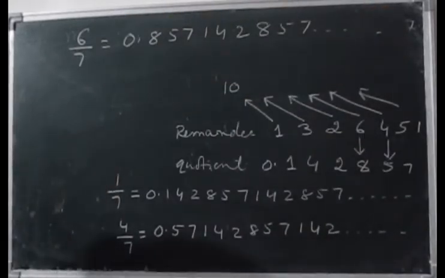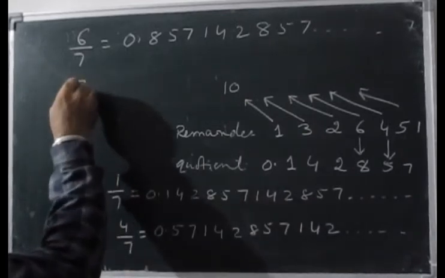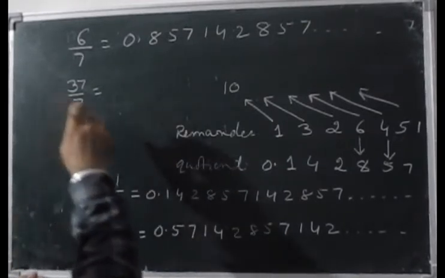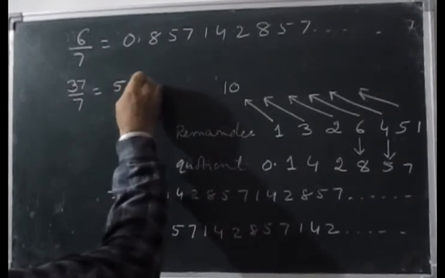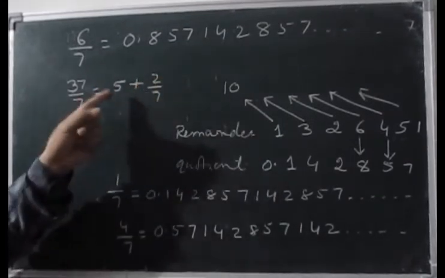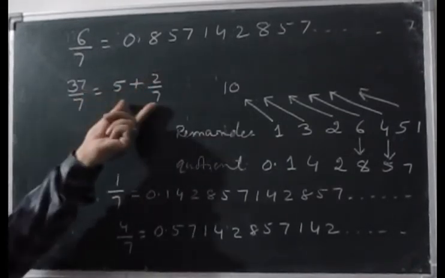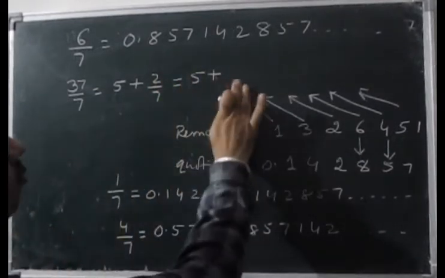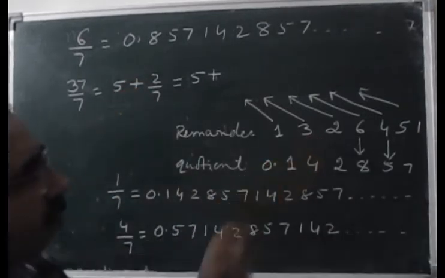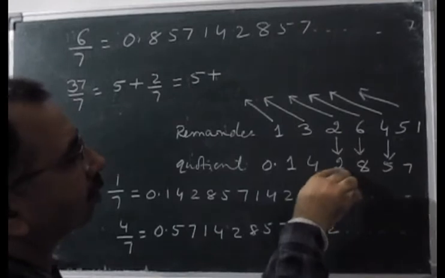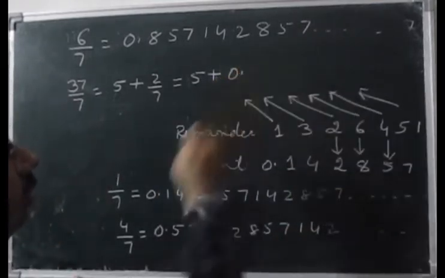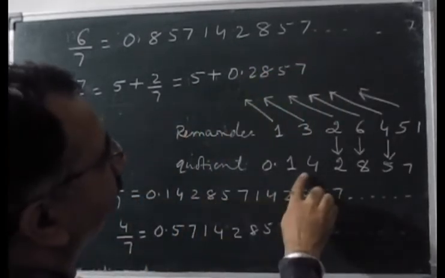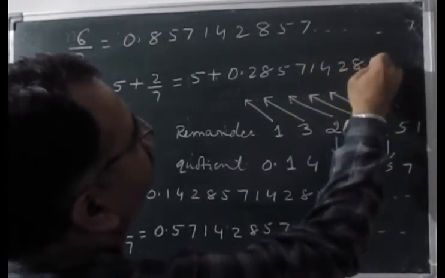Suppose you want to write 37 by 7. Now 37 by 7 can be written as 7 fives are 35 plus 2 by 7. So 7 fives are 35 plus 2, that is 37 by 7. So this number can be written as 5 plus the decimal representation of 2 by 7. Where 2 is written, start from the number below that 2. So this is 0.2857, then repeat 142, 857, and so on.